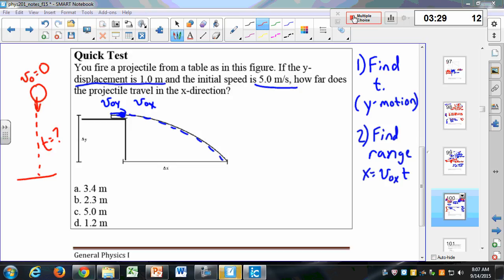I have this object. I'm dropping it from a certain height with an initial velocity of 0. I want to know how long it takes to drop to the ground, in this case a distance of 1 meter. And then I want to find the range.